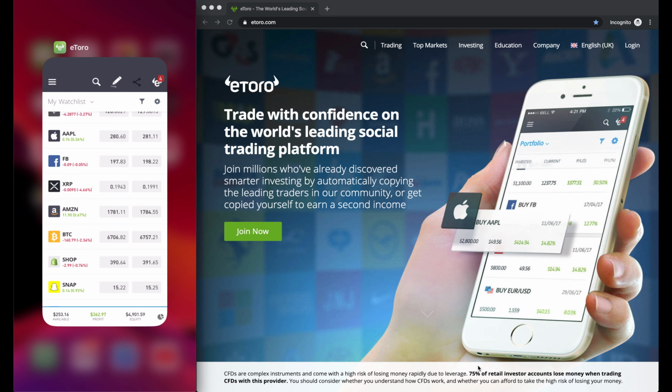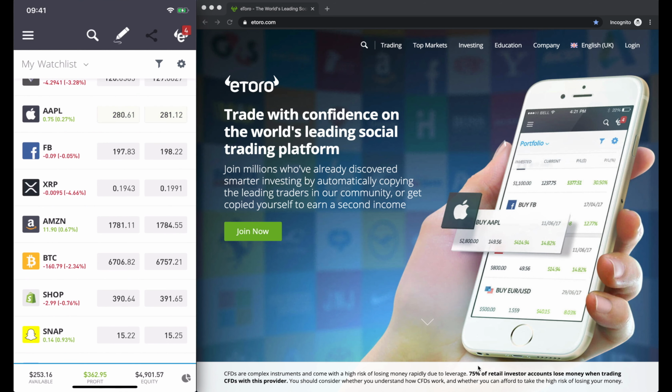How's it going, everyone? So today I'm going to be focusing on the eToro platform. On the left hand side you can see I have my live trading account, and on the right hand side I just have the home page to eToro. So what exactly is eToro?